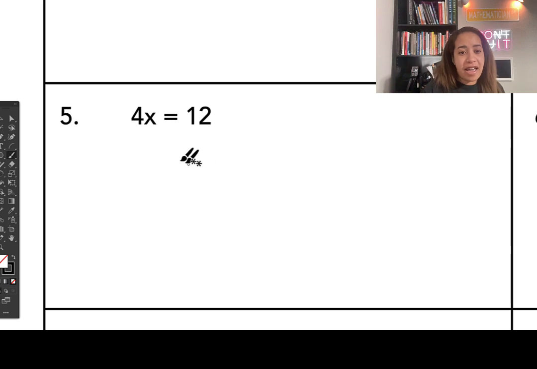Here is number 5. On this problem, we see multiplication. We found our x, and we see that we've got a 4 right next to it, and we know that anytime we have a number right next to a variable, it means multiplication. Since we see multiplication in this problem, we need to do the opposite. The opposite of multiplication is division. We divide both sides by 4. Now we've got x all by itself on the left side, and on the right side, 12 divided by 4 gives us a final answer of 3.